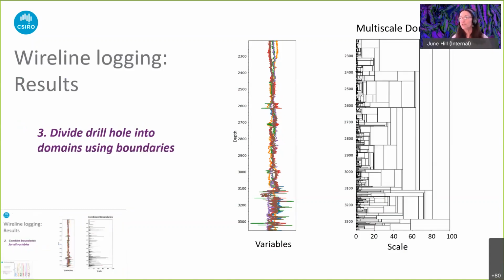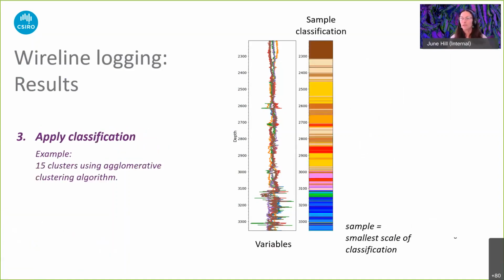Okay, and then we split it up. We use those boundaries to split it up. So you take the strongest boundary and it splits the drill hole into 2 parts. Then in each part, you take the next strongest boundary. As I said before, it's this binary splitting, and then you end up with these domains. Okay, and then finally, we can color the domains in by classification. So in this case, I've applied 15 clusters from an agglomerative clustering algorithm.